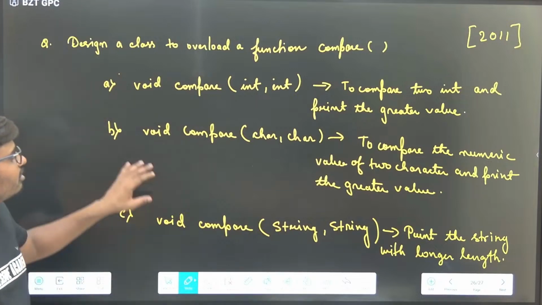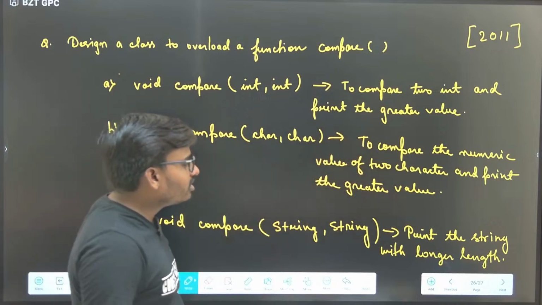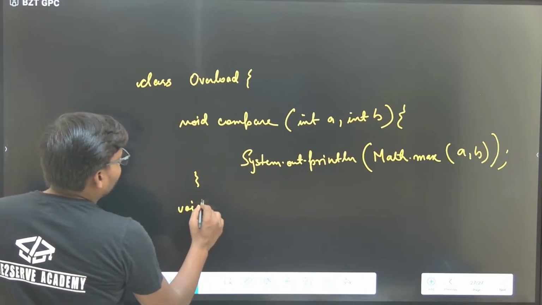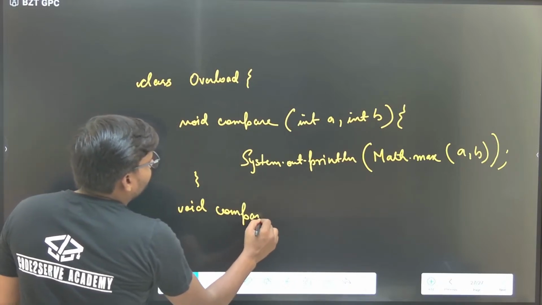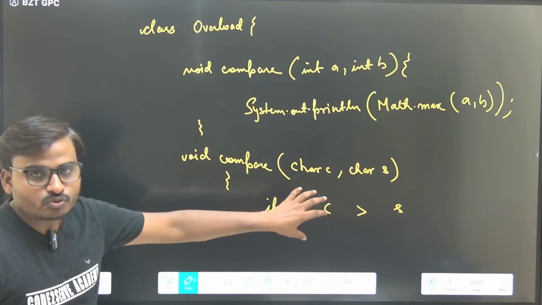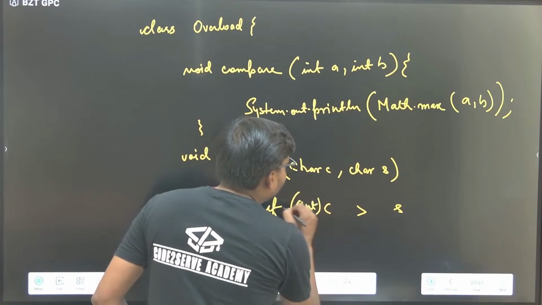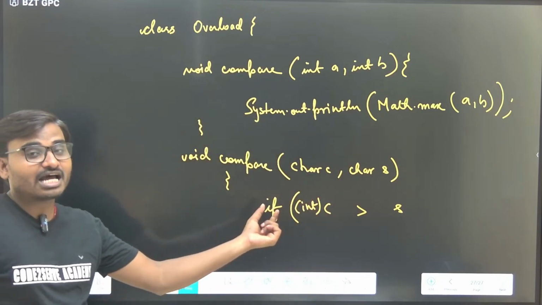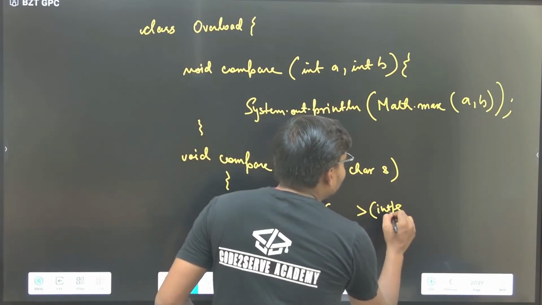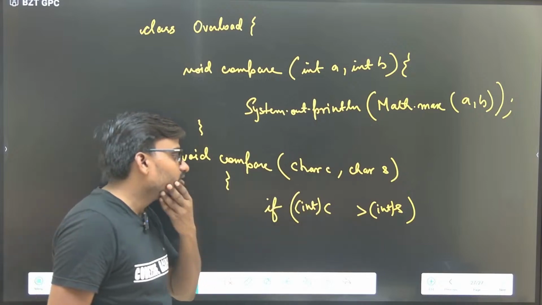The second part is void compare with char and char. You have to compare the numeric value. So in this case, you are getting two characters. So you will say void compare, then c, s. These two are characters. We can typecast them to integers. So this will become an integer value, that is the ASCII value of this character. And here also int, that is the ASCII value of this character. So whosever ASCII value is greater, we'll print.